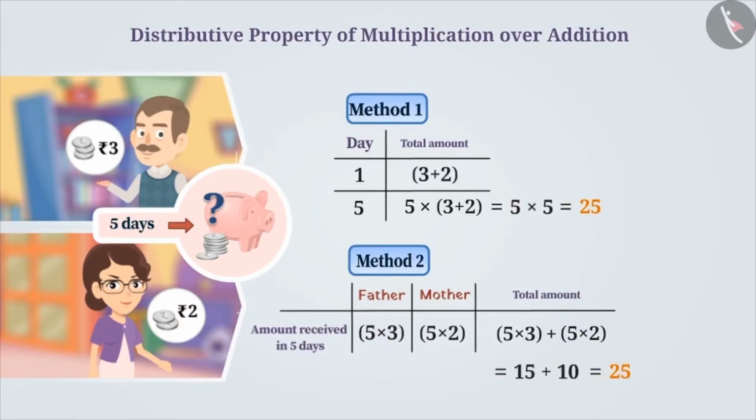Isn't this equal to the first solution? Yes. So can we say that 5 into (3 plus 2) is equal to 5 into 3 plus 5 into 2? What did you understand from this?